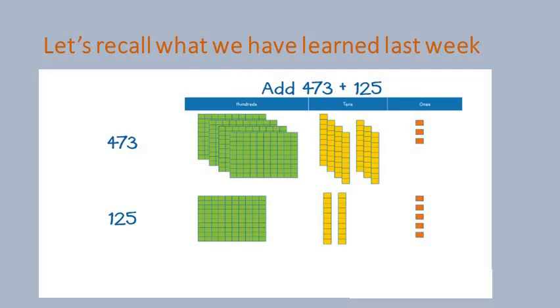Where are we supposed to draw them? In a place value chart. A place value chart has hundreds place, tens place, and ones place. For example, here we have the numbers 473 and 125. These are my addends, 473 and 125. I want to add them to find the sum.